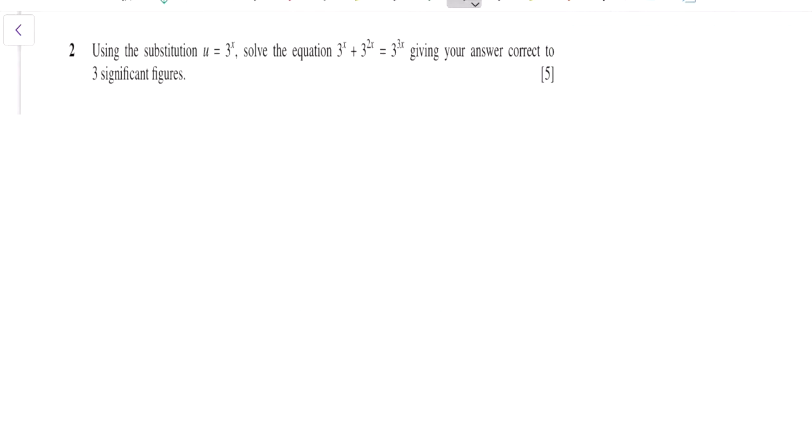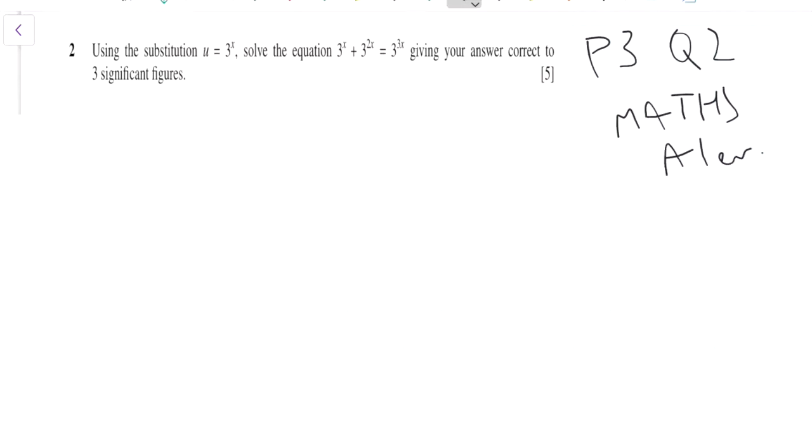Hi everyone, so we're going to solve Maths A-level paper 3, P3, question 2, Maths A-level. So there we go. They say using the substitution u equals 3 to the power of x, solve this equation, 3^x plus 3 to the power 2x equals 3 to the power 3x, giving your answer correct to 3 significant figures. Remember guys, always read the question fully.